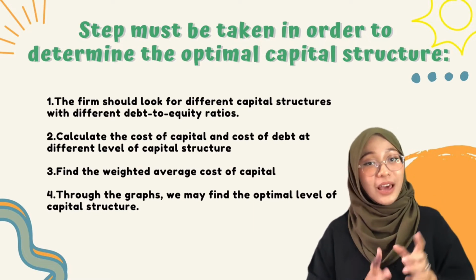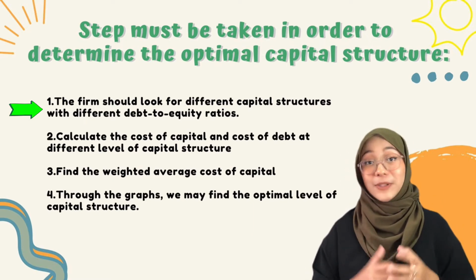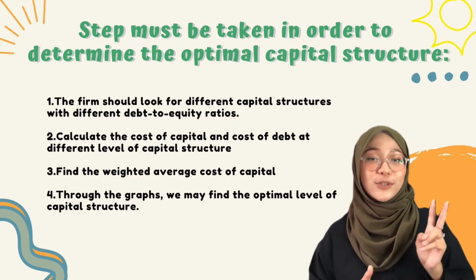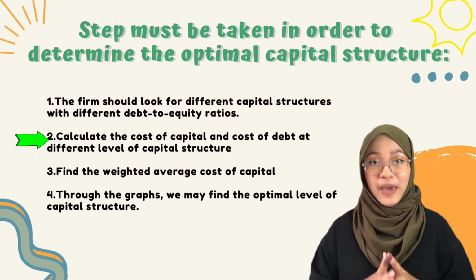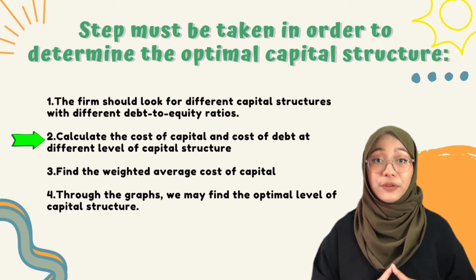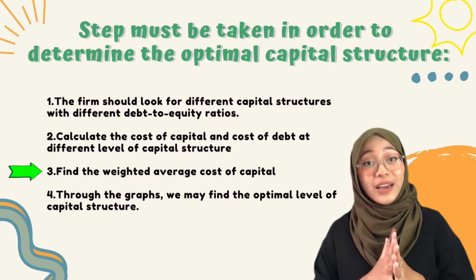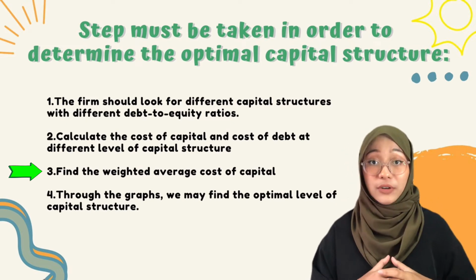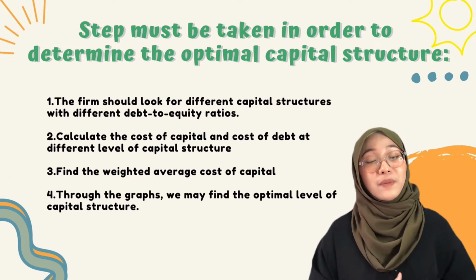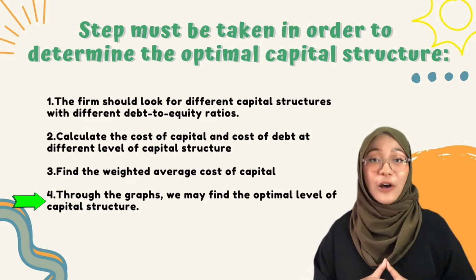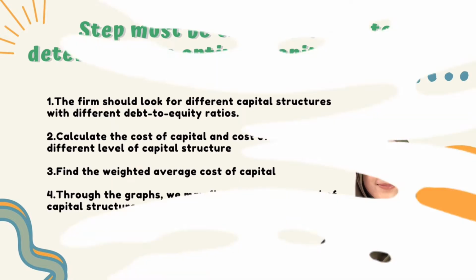Step number 1, the firm should look for different capital structures with different debt to equity ratios. Number 2, calculate the cost of capital and cost of debt at the different levels of capital structure. Step number 3, find and calculate the weighted average cost of capital. Step number 4, through the graph, we may find the optimal levels of capital structure.